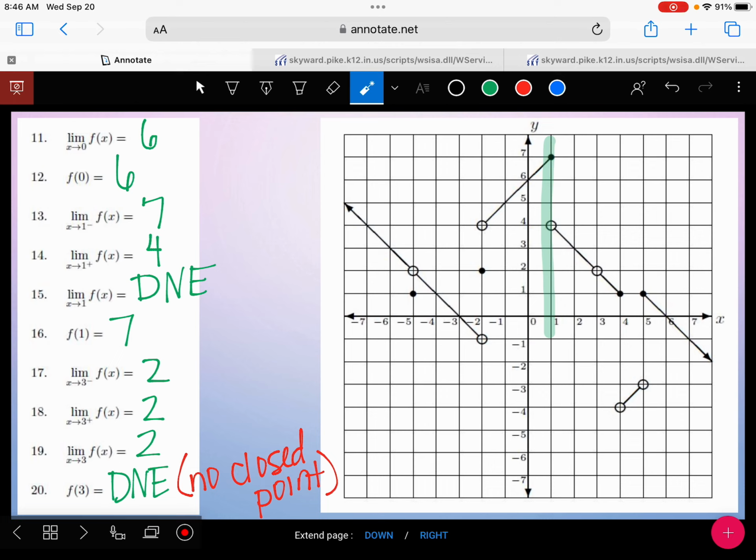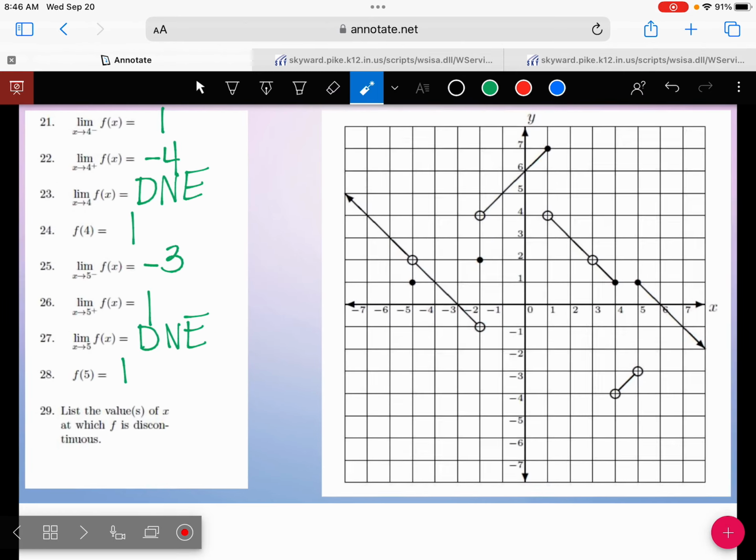When we look at 17, 18, and 19, we're looking at the graph at 3. And right here, we have a hole in the graph. That's a removable discontinuity. Removables have a limit, and that's why the answer is 2. 20, though, is D and E, because there is no closed point along this x equals 3 for me to look at. And that's why 20 is D and E.